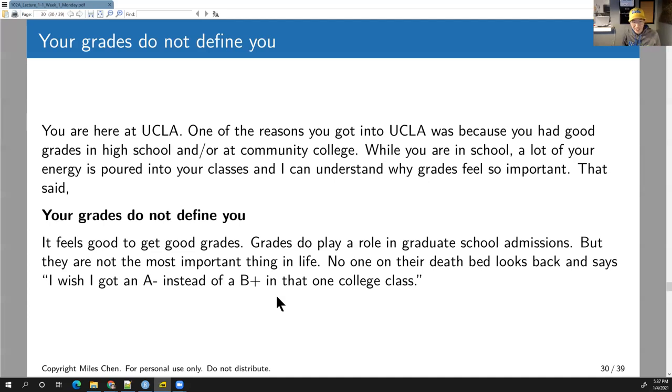But you know, I understand where you're coming from and why grades feel so important, because that was me also. In high school, I had good grades, right? But I want to make it clear, your grades do not define you, right? It feels good to get good grades. I know what it feels like, right? And it feels bad to get bad grades, okay? Grades do play a role in grad school admissions and things like that. But even then, they're not the most important thing in life, right?